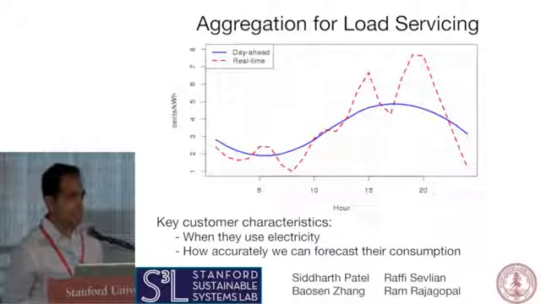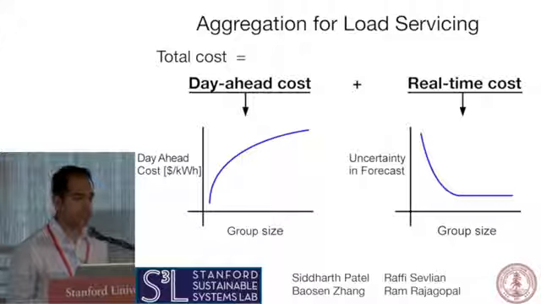We know that it's impractical to forecast the consumption of just one user, so the utility has to aggregate customers together to effectively forecast and purchase electricity for them. So what we studied is what is the effect of this aggregation on the per unit cost of electricity that a certain group of customers can have, as well as the accuracy of forecasting their consumption. Because we can make an observation here.